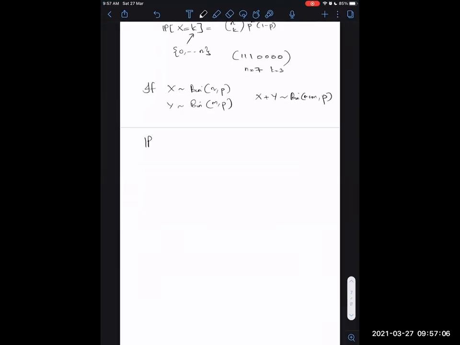So the proof is just exactly what I said. Consider n plus m trials. These are Bernoulli trials, so independent and so on. X is the number of successes for the first n trials, and Y is the number of successes in the next m trials. So the total number of successes from n plus m trials is X plus Y. And it's the same coin, so p remains the same.